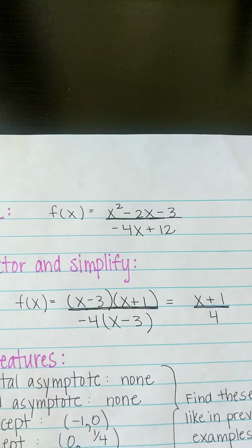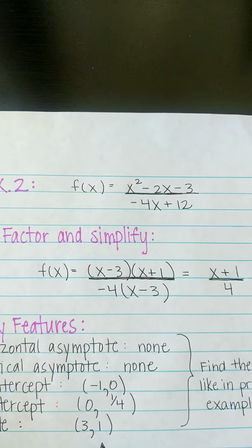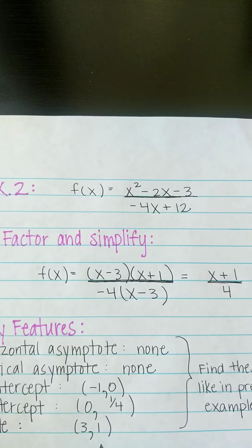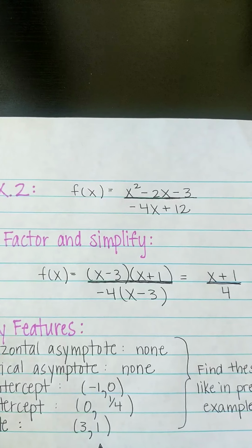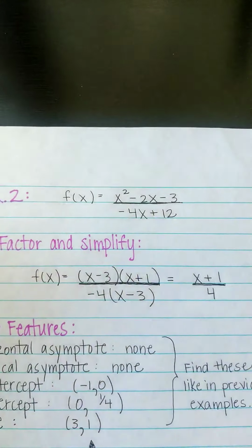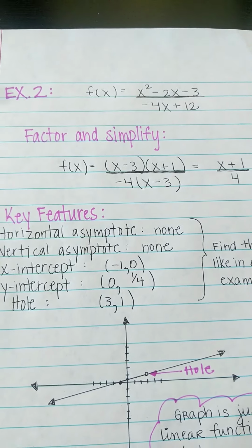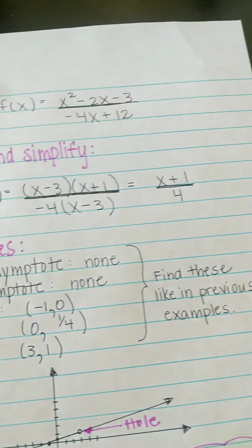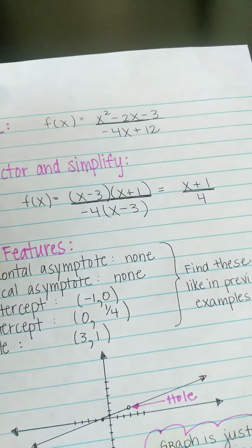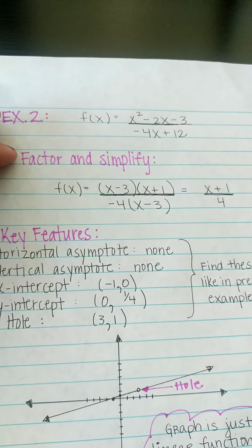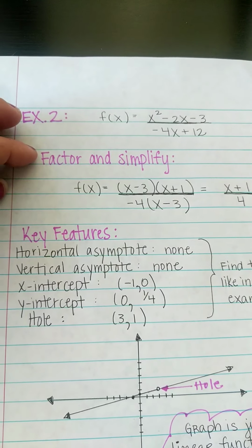Okay, last example of the day. Start by factoring every time. So I turned the numerator into x minus 3 times x plus 1 over negative 4, x minus 3. I noticed that this and this cancel, leaving me with this. Okay, this means that there's no horizontal asymptote because the degree of the numerator is greater than the degree of the denominator. On Delta Math, that just means you wouldn't click it. Okay, vertical asymptotes, there are none. There's no variable in the denominator.